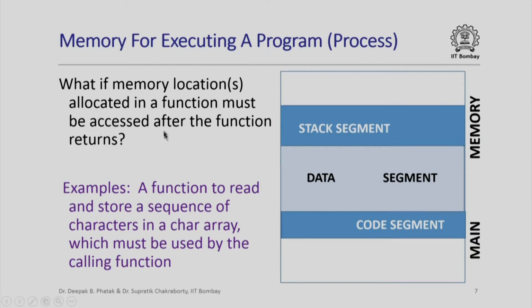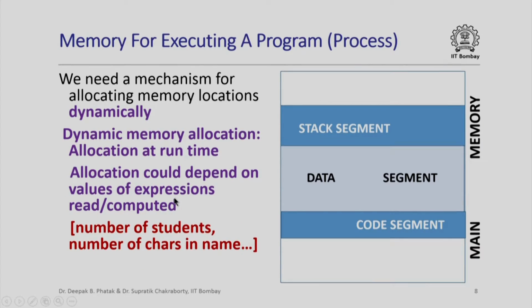Here is another example. A memory location that is allocated in a function may actually be required in the caller function after the called function returns. For example, I might want to call a function whose job it is to read and store a sequence of characters in a character array, and then when this function returns, the calling function must use this character array to do some other processing. Now, if the called function has the character array as a local array within itself, then when this called function returns, the calling function does not have access to the character array in which the called function read and stored the sequence of characters.